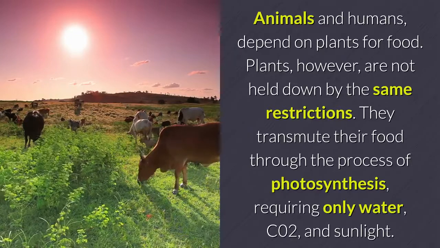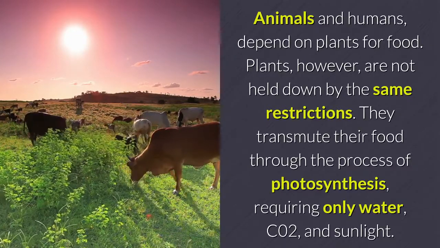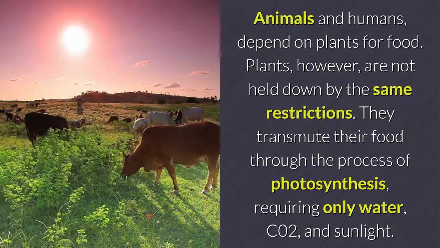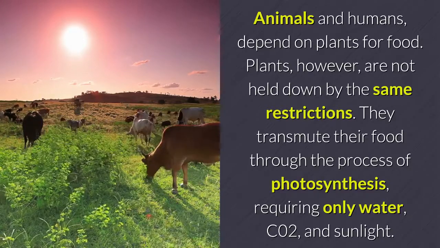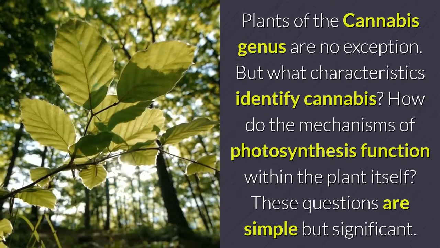Animals and humans depend on plants for food. Plants, however, are not held down by the same restrictions. They transmute their food through the process of photosynthesis, requiring only water, CO2, and sunlight. Plants of the cannabis genus are no exception.